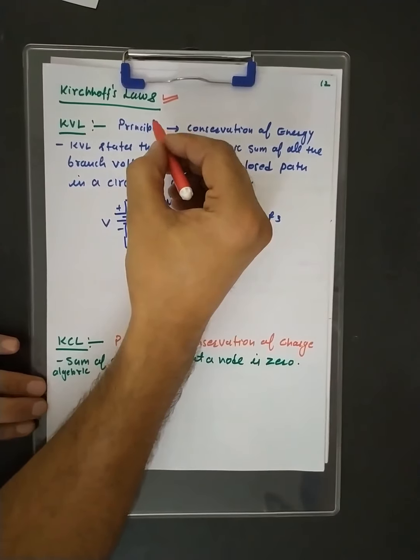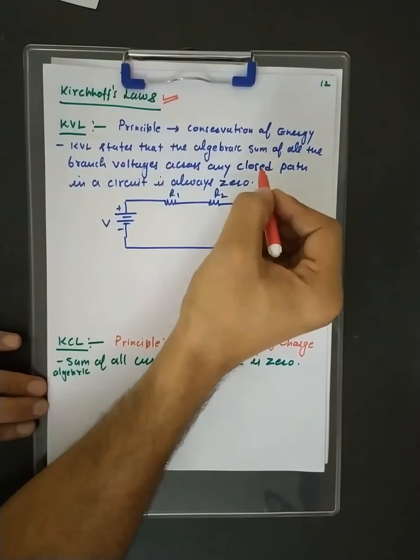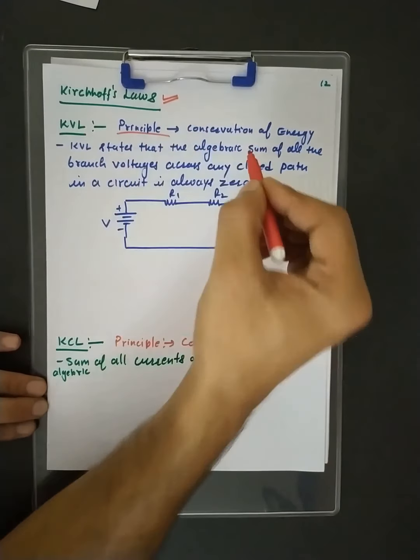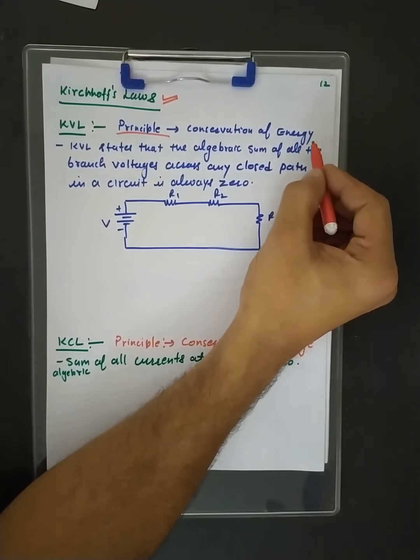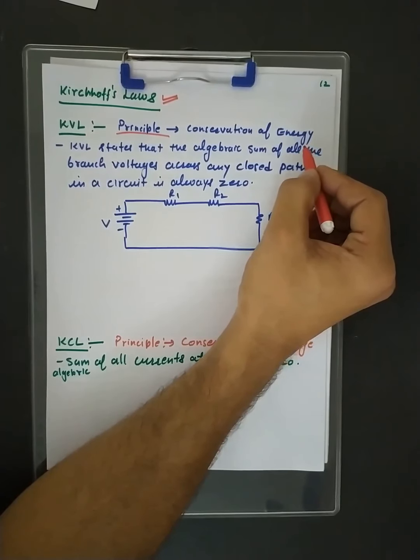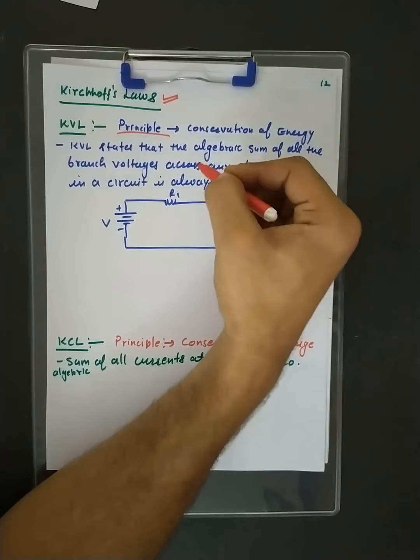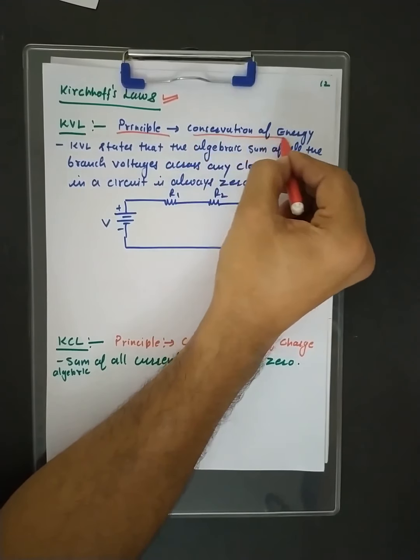So Kirchhoff's laws, what is said? The first one is KVL. KVL's working principle is based on conservation of energy. You know very well, energy can neither be created nor be destroyed. So how does it work on this principle? Let me tell you.